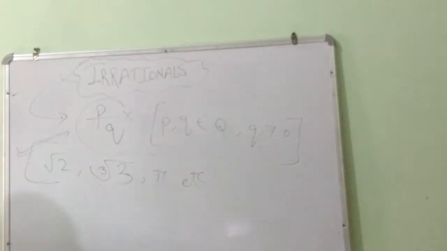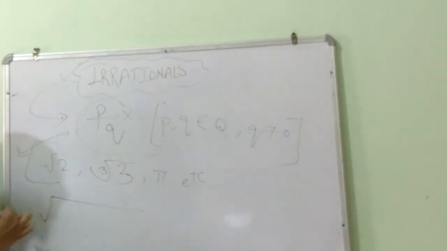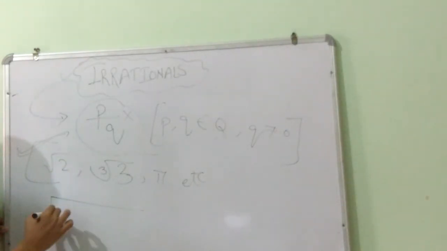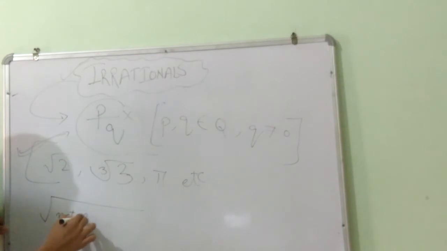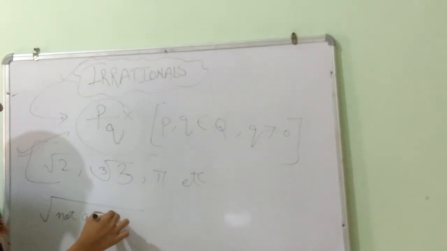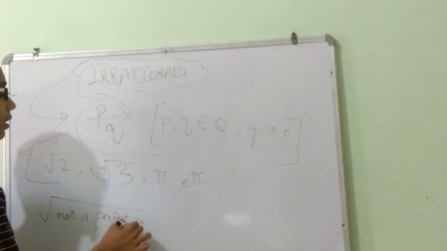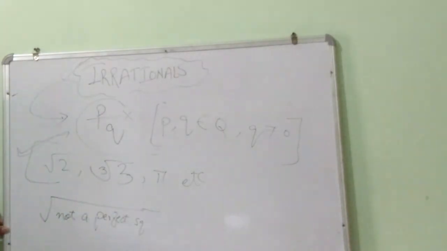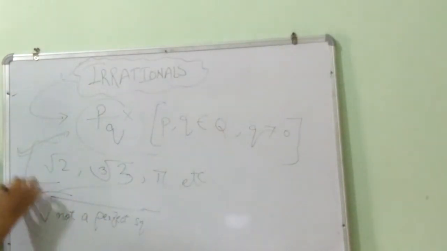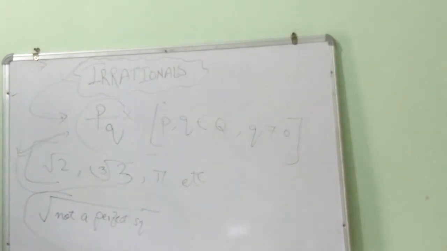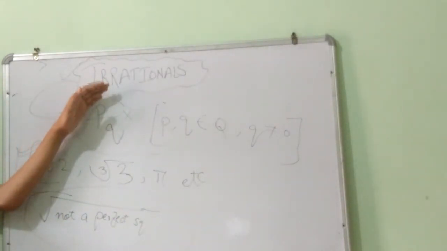And I want to tell you that if there is a root and under the root any number which is not a perfect square, if such a number is under the root, then that number is always irrational. Okay, I hope it is clear to you. And let's now move further to how to represent irrationals on the number line. Okay. So now let's see how to represent irrationals on number lines.